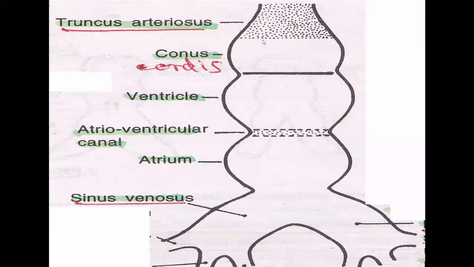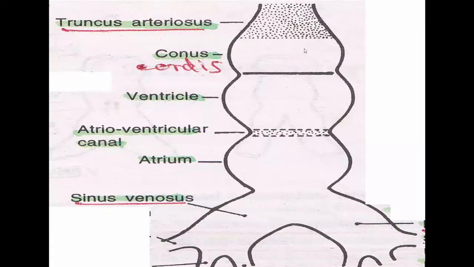Okay. And I told you that this truncus arteriosus will divide like this. If we think very simply, if we put a partition here, if we draw a line here, then this part will become the pulmonary trunk and this part will become the aorta. That means truncus arteriosus will give rise to the pulmonary trunk and our aorta. So what will happen to this conus, this dilatation? This will also divide into two if we draw a line here. So this part and this part.